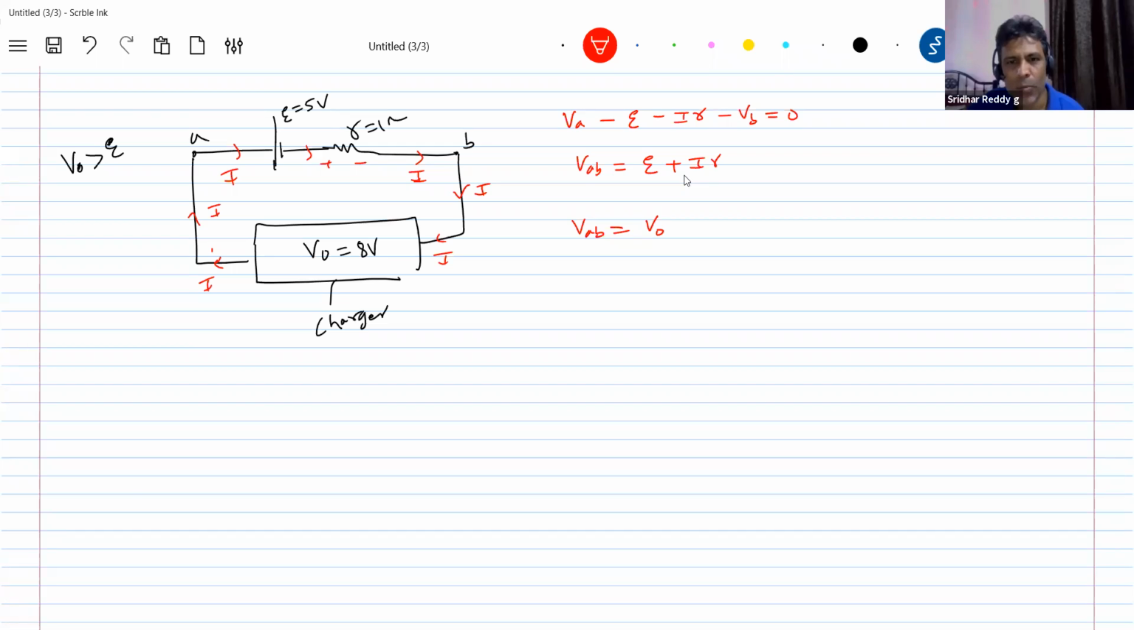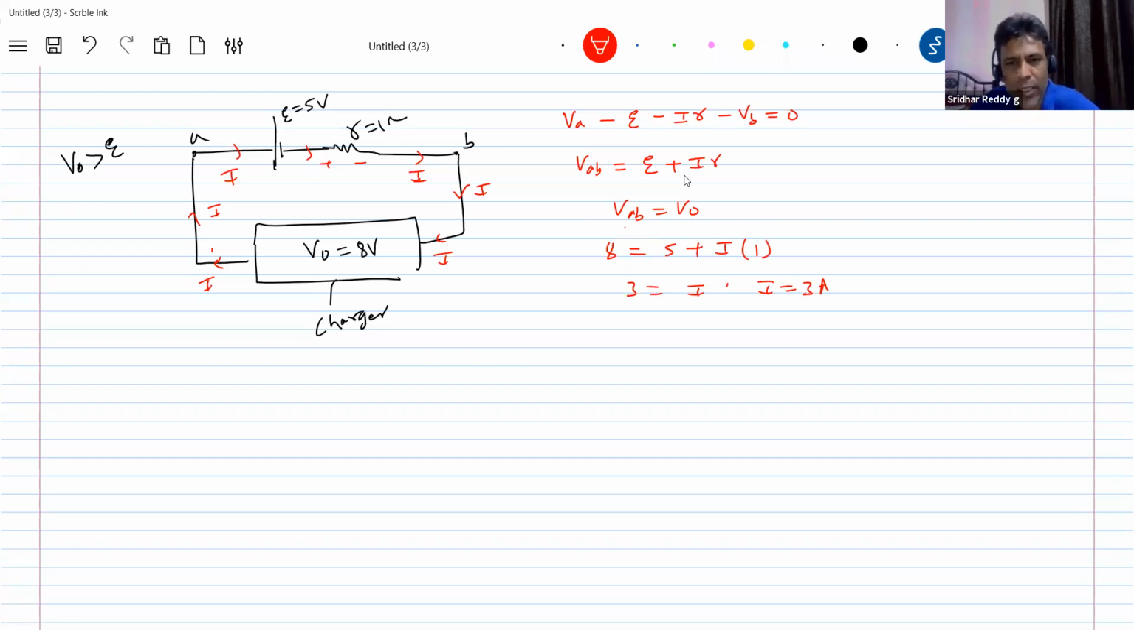Can we calculate how much current is flowing? First we'll do one thing. This is VAB equal to V naught. So let's substitute here. 8 volt. This is 5. This is I. This is 1. So 8 minus 5, 3. So how much current? 3 ampere it will flow.